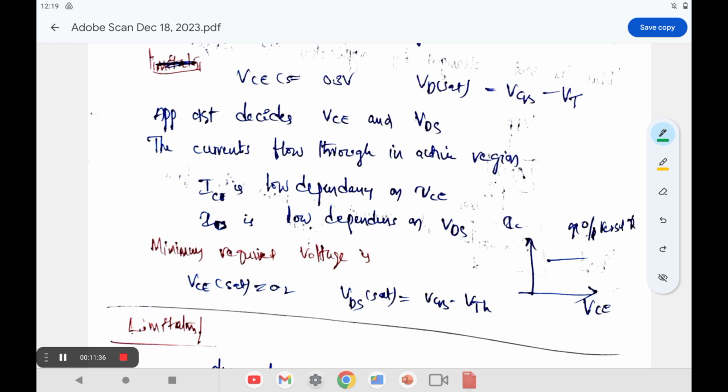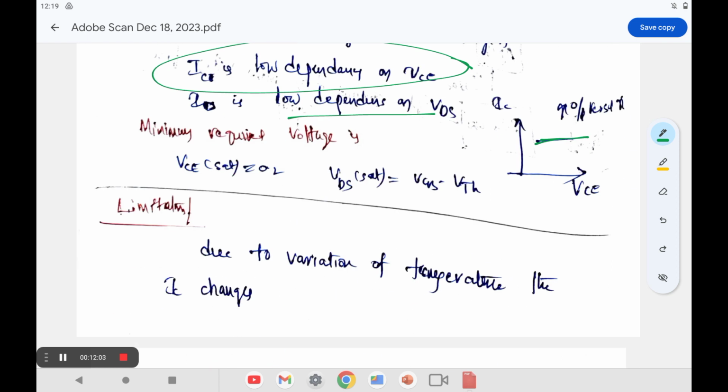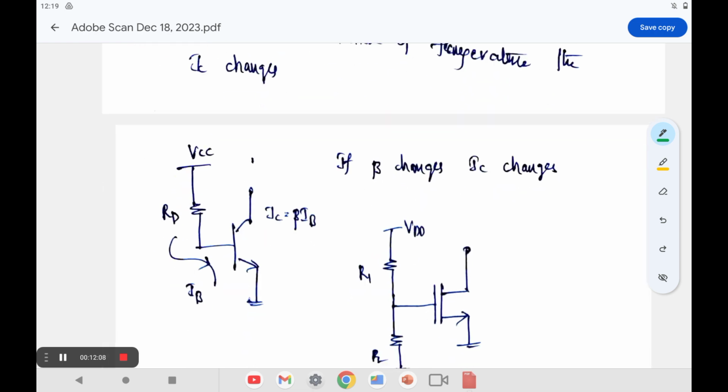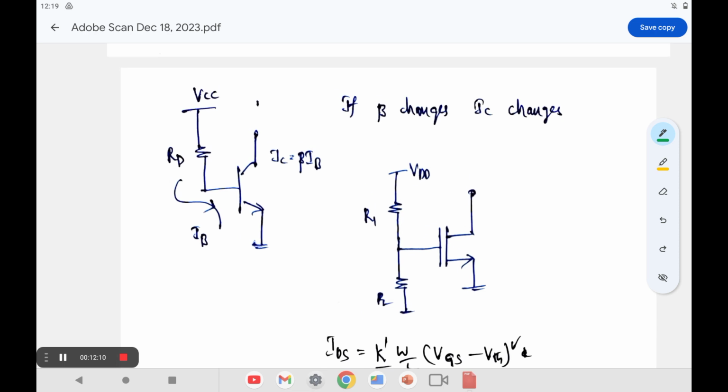But let us see some circuits. The application circuit decides the VC and the VDS values. So the current flow in the active region is limited by IC equal to a constant. The drain current is independent of VDS. Here the slope of the output is also constant, therefore the output resistance is infinity. So the problem is variations of the temperature: the IC and IDS values also change. That is a drawback.